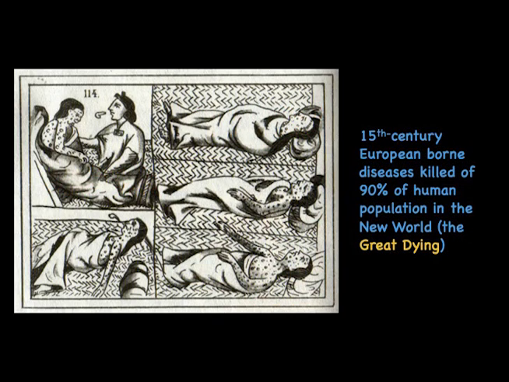In the 15th and 16th centuries, Europeans carried the plague to the New World along with other diseases, which killed off 90% of the indigenous human population within a very short time. This Great Dying, as the phenomenon was called, ensured that the Europeans would conquer the New World in short order.